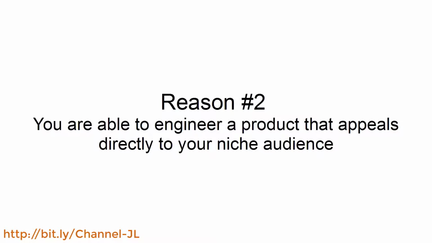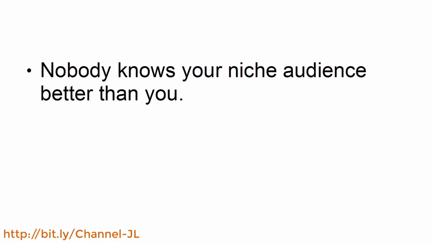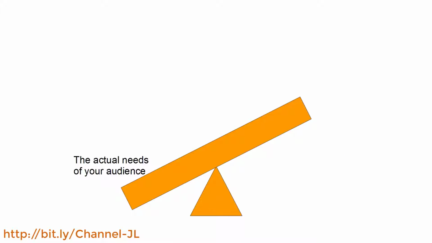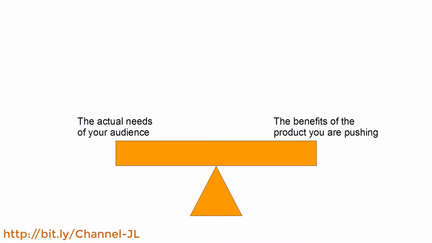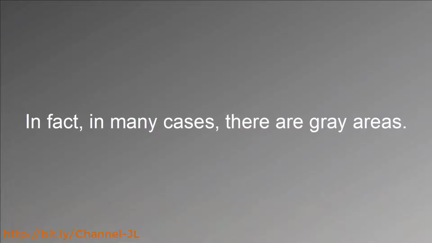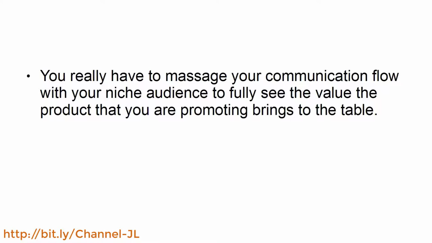Reason number 2. You are able to engineer a product that appeals directly to your niche audience. Nobody knows your niche audience better than you. Well, at least if you know how to market properly, you should have a clear idea of what your audience needs. The problem with affiliate marketing is that you're trying to reconcile the actual needs of your audience with the benefits of the product you are pushing. This is not always a tight fit. In fact, in many cases, there are gray areas. You really have to massage your communication flow with your niche audience to fully see the value the product that you are promoting brings to the table.